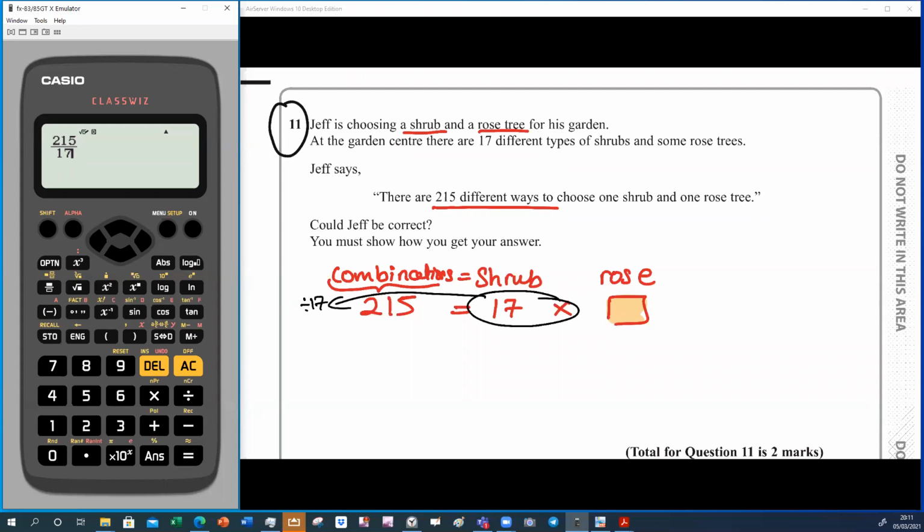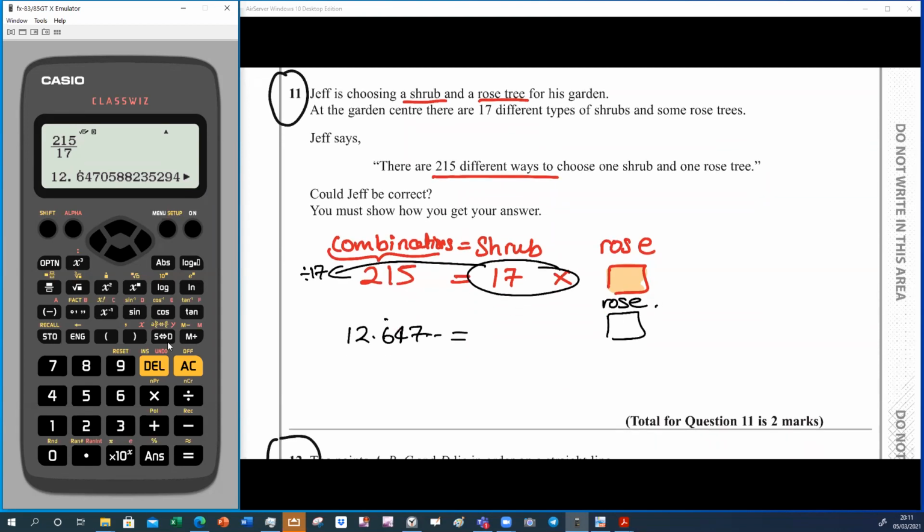Take care. Okay. So on the calculator, we should get 215 divided by 17. We press equals, and that gives me the same answer. So we press that button. Okay, so that gives us an answer of 12.647, and so on. And that will give us the number of roses. So we have 17 shrubs and 12.647 roses.